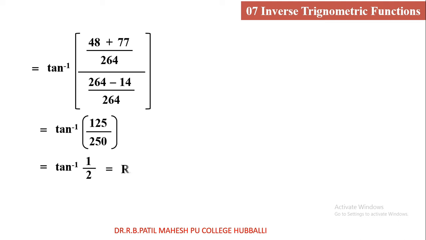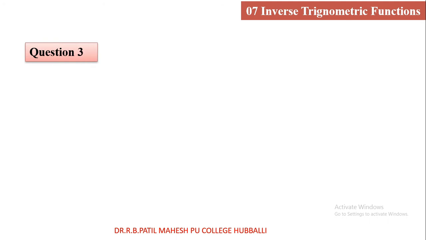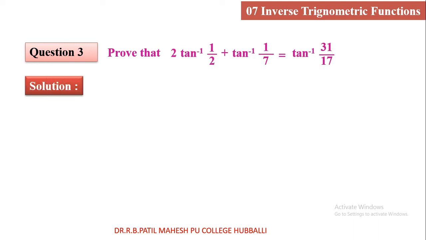Hence we proved LHS is equal to RHS. Like that, question number 3. All these are important for 2 or 3 more questions. Prove that 2 tan inverse 1 by 2 plus tan inverse 1 by 7 is equal to tan inverse of 31 upon 17. Here you should concentrate on this much.